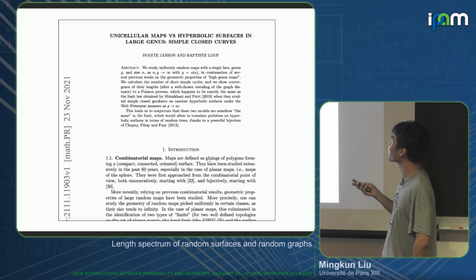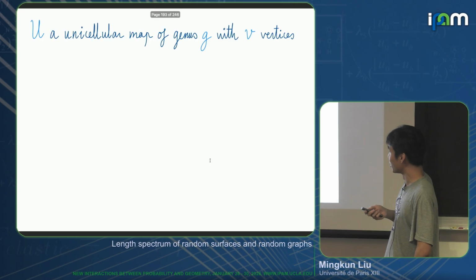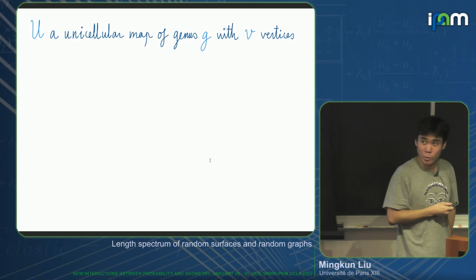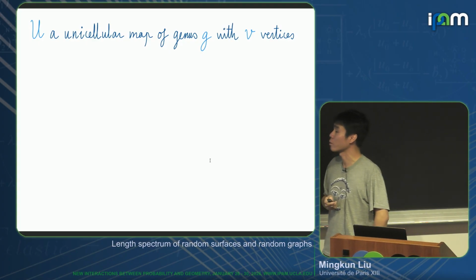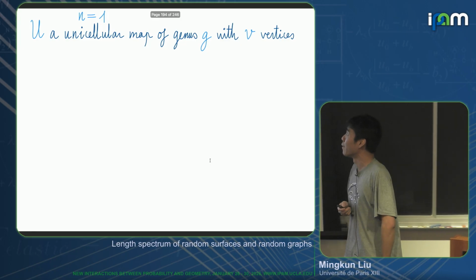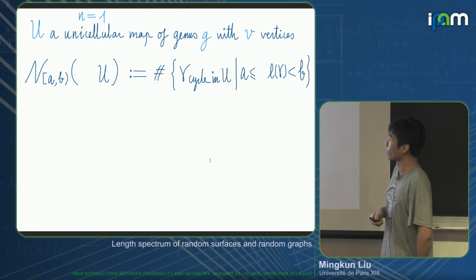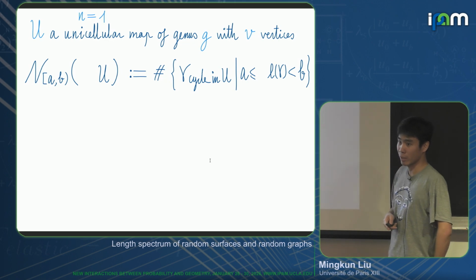So this paper is by Zwante Janssen and Baptiste Louf. They study unicellular maps, unicellular maps of fixed genus and fixed number of vertices. And once again, unicellular means you have only one face. And they do exactly the same thing. They count the number of cycles.